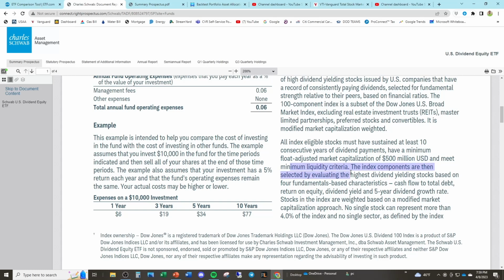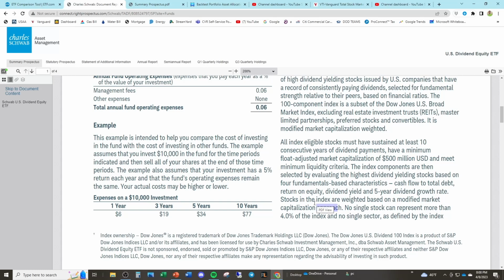and meet minimum liquidity criteria, okay? Whatever that means. The index components are then selected by evaluating the highest dividend yielding stocks based on 4 fundamental base characteristics. So you see, it's active management. Okay, look at this. Cash flow to total debt, return on equity, dividend yield, 5-year dividend growth rates. Then they are weighted based on a modified market capitalization approach. So there's so much selection that goes into this index, okay?